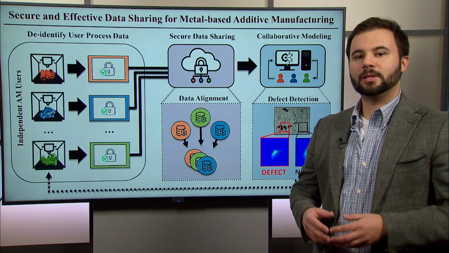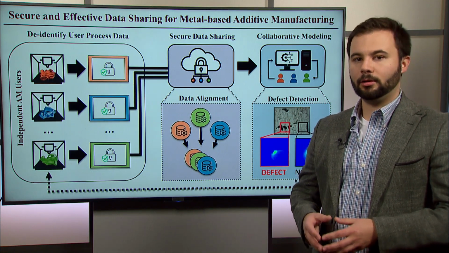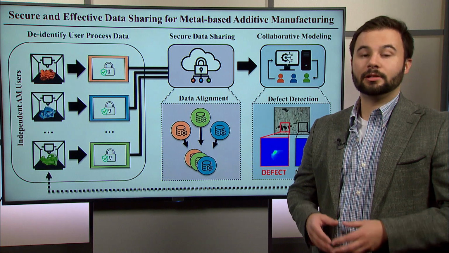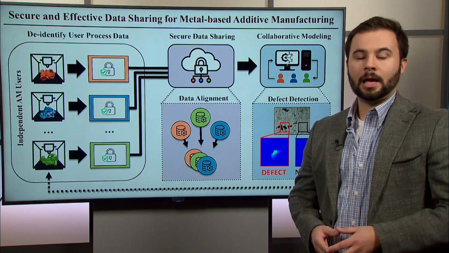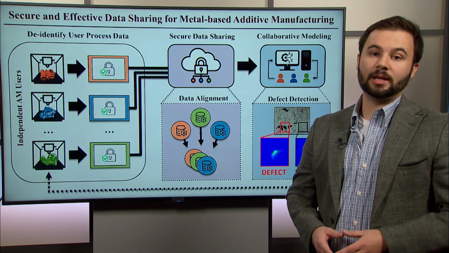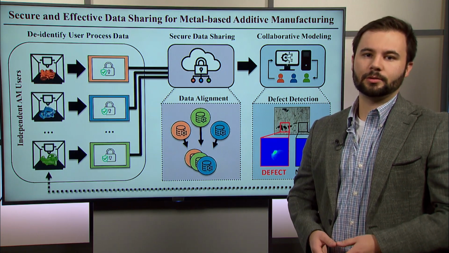Because of this, there's been a big push in research to develop artificial intelligence-based models, primarily using machine learning and deep learning, to detect and identify these defects during the printing process. However, these models require large amounts of data, which can be very cost prohibitive, especially for small to medium-sized manufacturers.